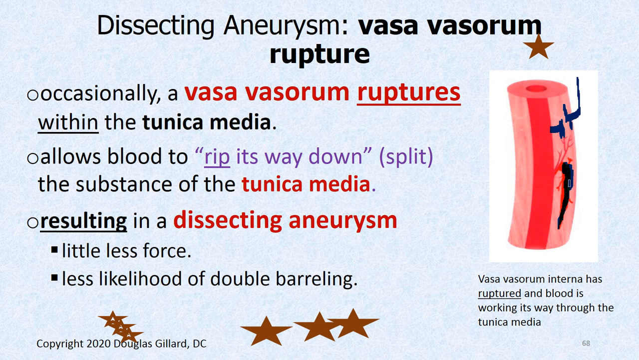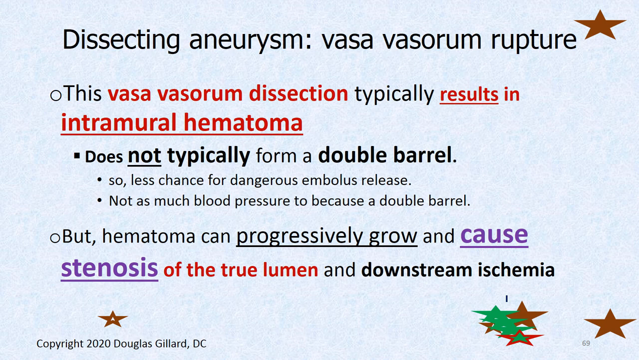But they can fill up with clots just like before. If they do, if you have a chiropractic manipulation, or you're painting your ceiling or putting up can lights or whatever, twisting and turning your neck in an extended position, you could double barrel this, and that'll go up right into the brain, and you're going to have a stroke from that. Right? So everything we've said results in an intramural hematoma. They typically don't double barrel. They can progressively grow and cause stenosis, though.